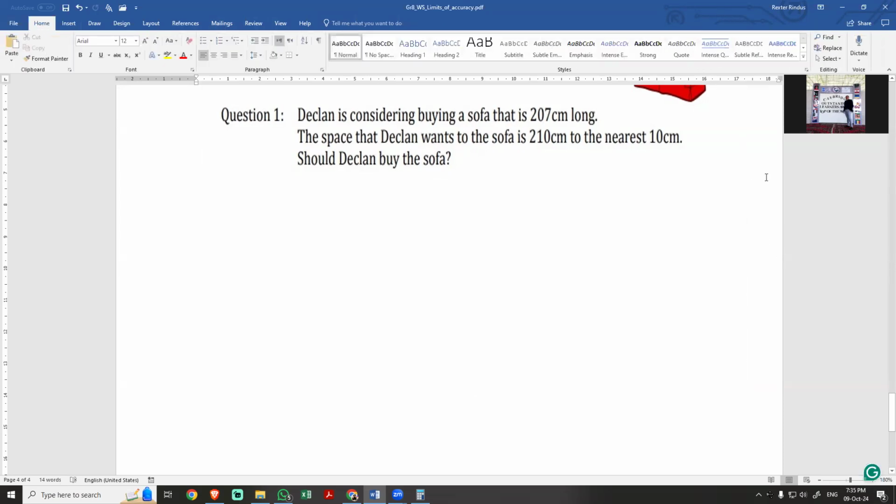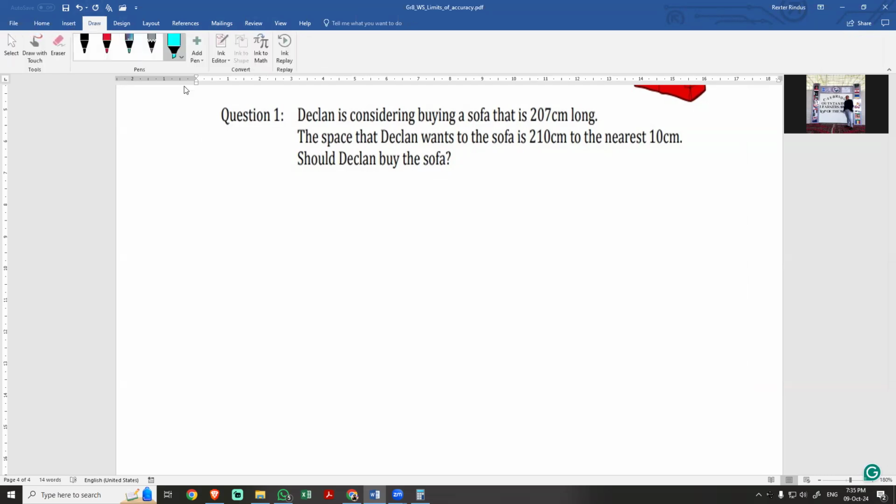All right, question 1, it says, Declan is considering buying a sofa that is 207 centimeters long. The space that Declan wants for the sofa is 210 to the nearest 10. So these are the given values, 207, 210, and the nearest 10. The question now, should he or she consider buying the sofa given the value that she has?